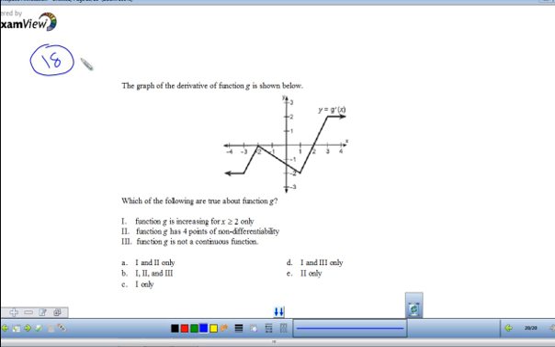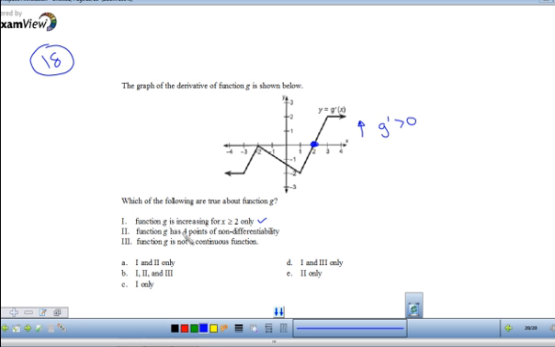Okay, the graph of the derivative of the function is shown below. So this is the graph of the derivative. Which of the following are true about the function g? Function g is increasing for x is greater than 2. Okay, so this is the derivative. Do you see how this is above the x-axis? So that means the derivative g prime is greater than 0. So since the derivative is positive, it is increasing. So that's true. The rest of the function is below the x-axis, so that's going to be negative. So that means that my original graph is decreasing.